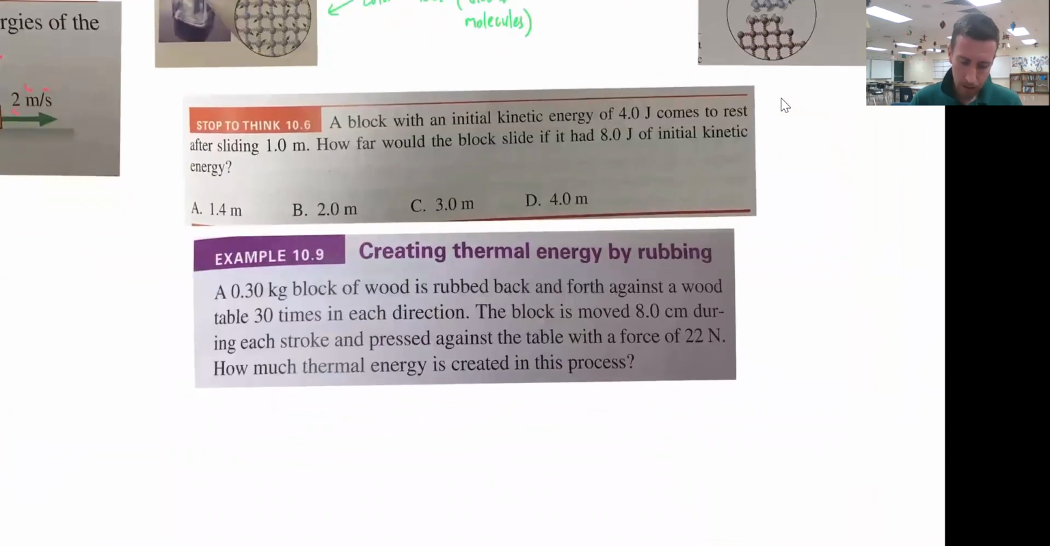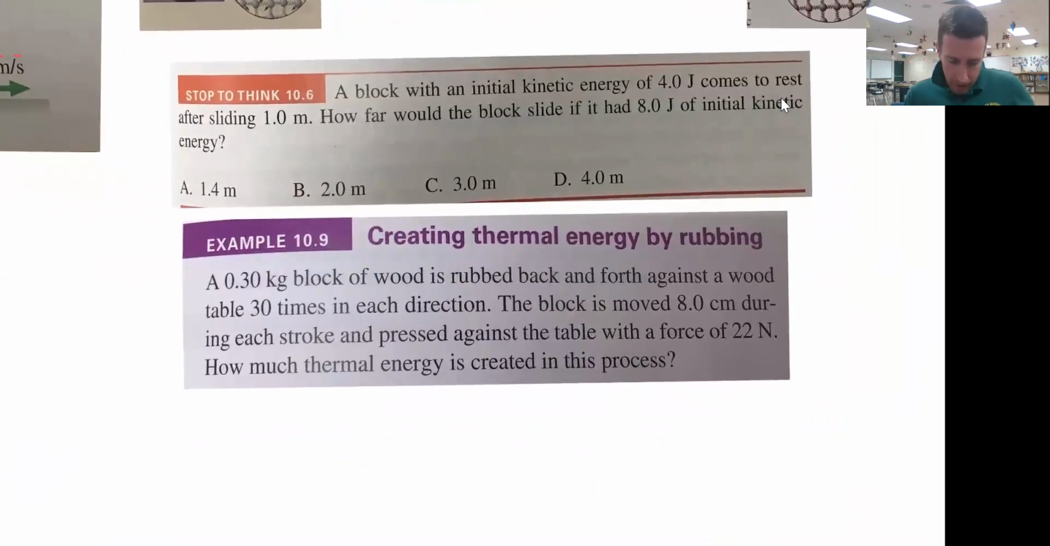All right. A block with an initial kinetic energy of 4 joules comes to rest after sliding 1 meter. How far would the block slide if it had 8 joules of initial kinetic energy? Okay. So I am balancing my kinetic with my thermal, right? Because it's the friction that's slowing it down.